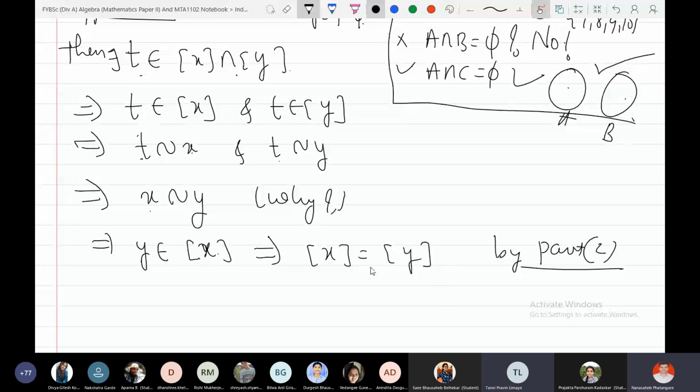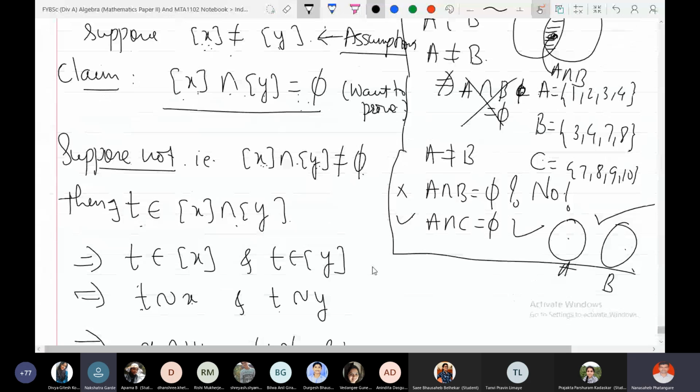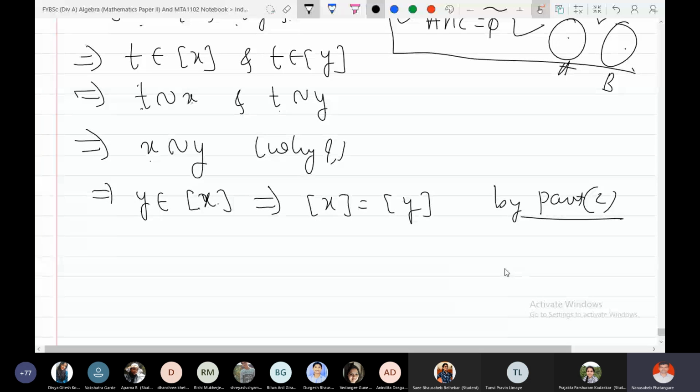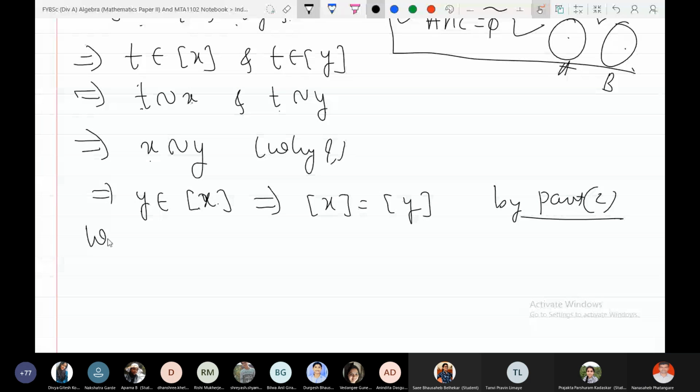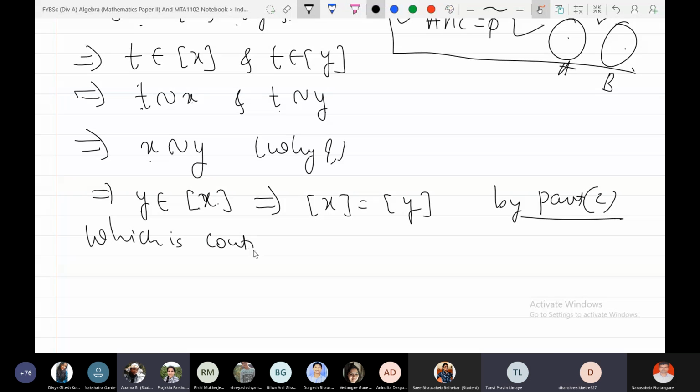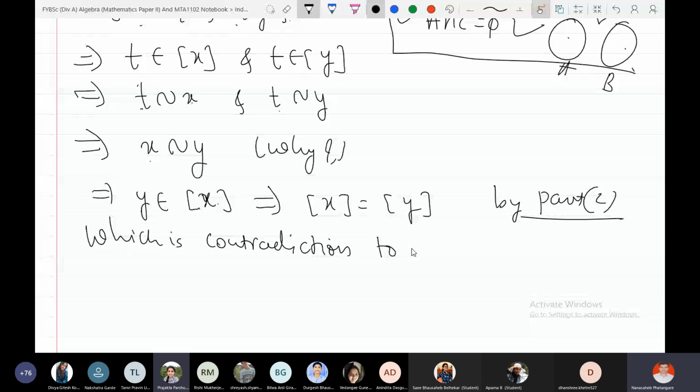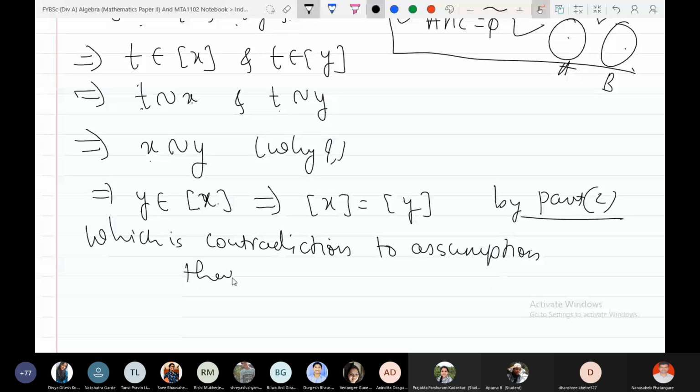Yes. Now what is the contradiction? They are disjoint, so we have to prove that they are not equal. Right. So the contradiction is to the assumption that the equivalence class of X is not equal to the equivalence class of Y.